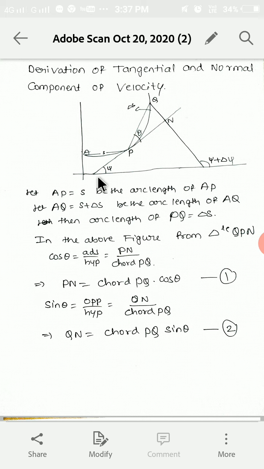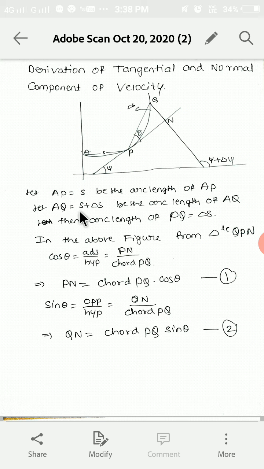To derive this equation, again we consider the x-axis and y-axis, and a curve y is equal to f of x. Now we take one tangent at the point P. This is a tangent at the point P. Now this is a fixed point A. AP is an arc. Let the length of the arc AP be S.